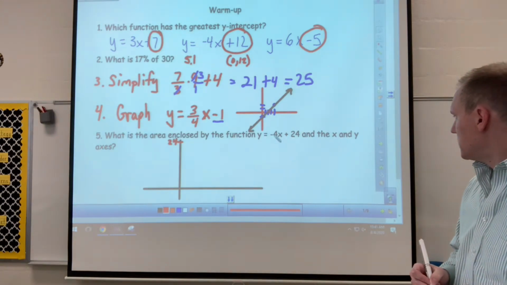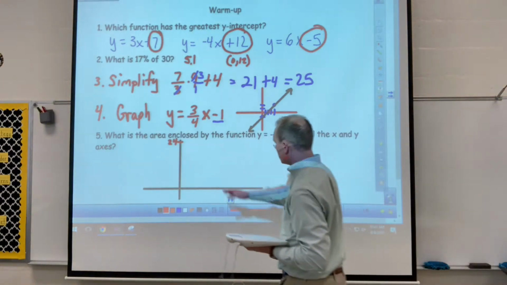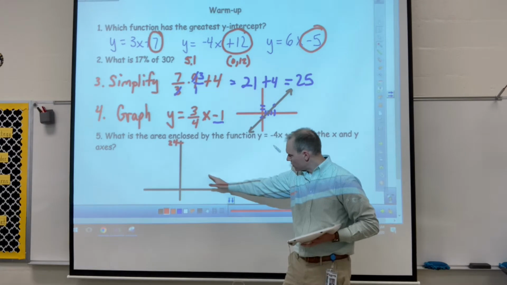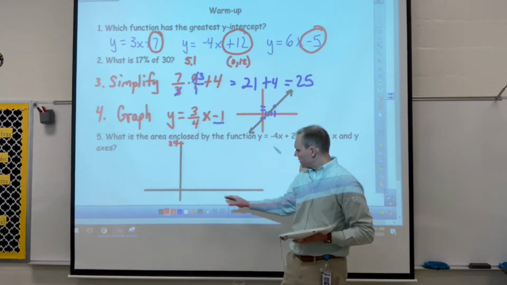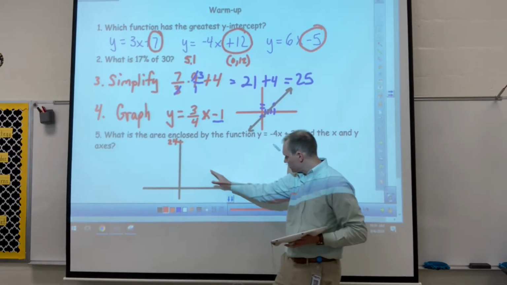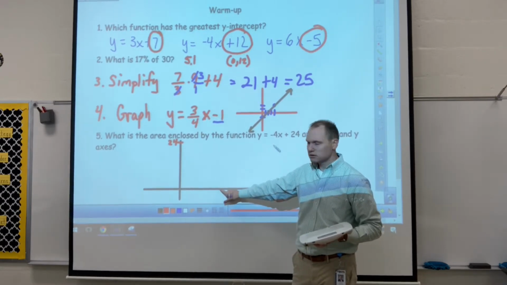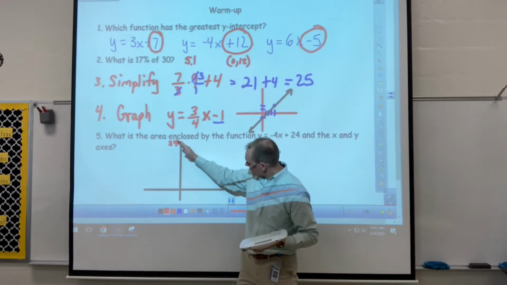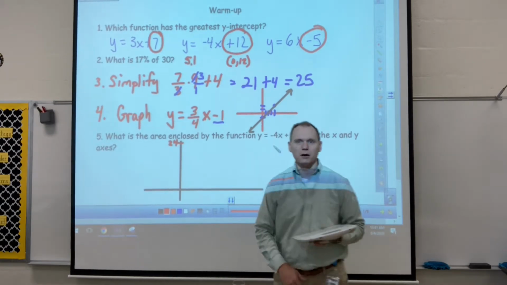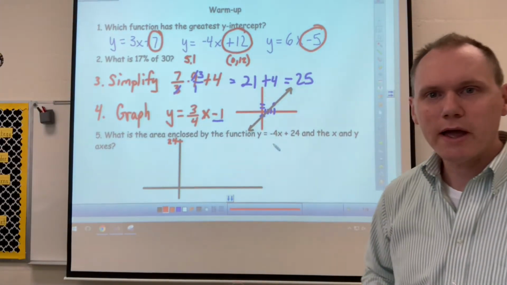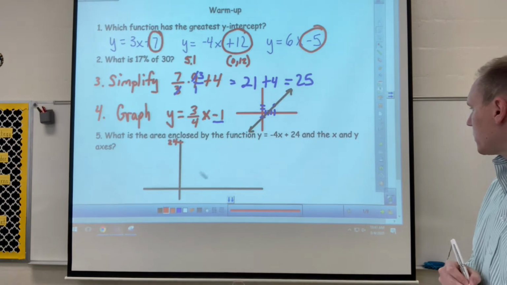And it's a negative slope, so it's going to be decreasing over time here. As x increases, it's going to be decreasing like this. And at some point, it's going to hit the x-axis, and it's going to create a triangle with the x and y axes. So let's find out what our x-intercept is.